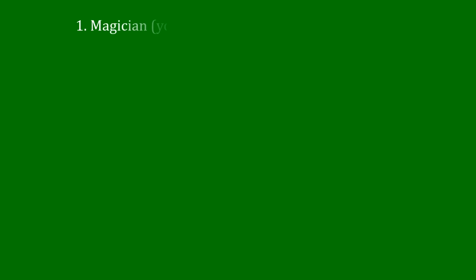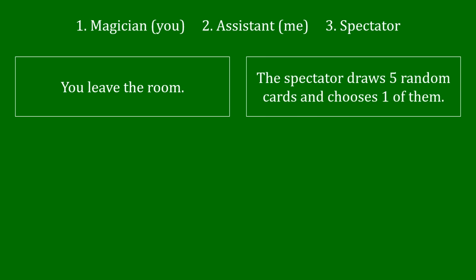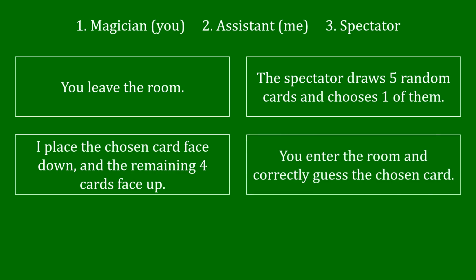There are 3 people involved. You're the magician, I'm an assistant, and there's a spectator watching us perform the trick. The first step of the trick is that you actually leave the room. Then the spectator draws 5 random cards from a standard deck of 52 cards and chooses one of them. I place the chosen card face down and the remaining 4 cards face up. Then you enter the room, look at the face-up cards, and correctly guess the chosen card.